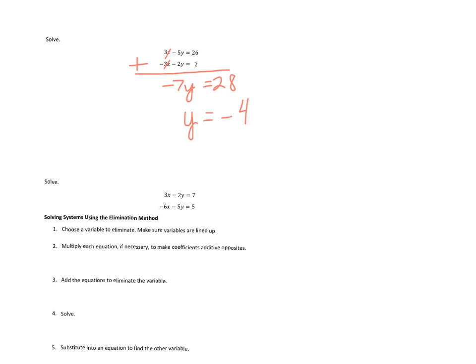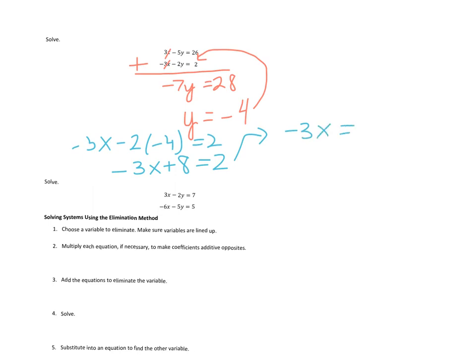And then how do we find the x? We just take the y equals negative 4, and we can plug it into either equation. The bottom one looks less intense to me, so I'm going to plug it into the negative 3x minus 2y. Okay, subtract that 8 and divide by negative 3. And then you have your ordered pair solution, x to negative 4.